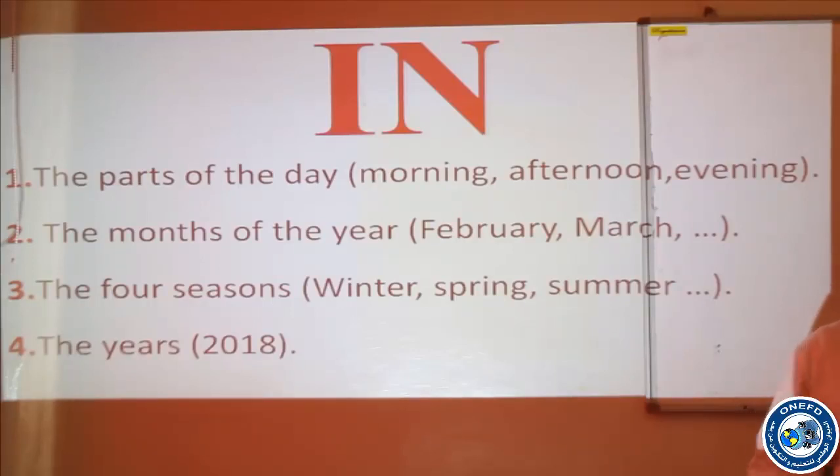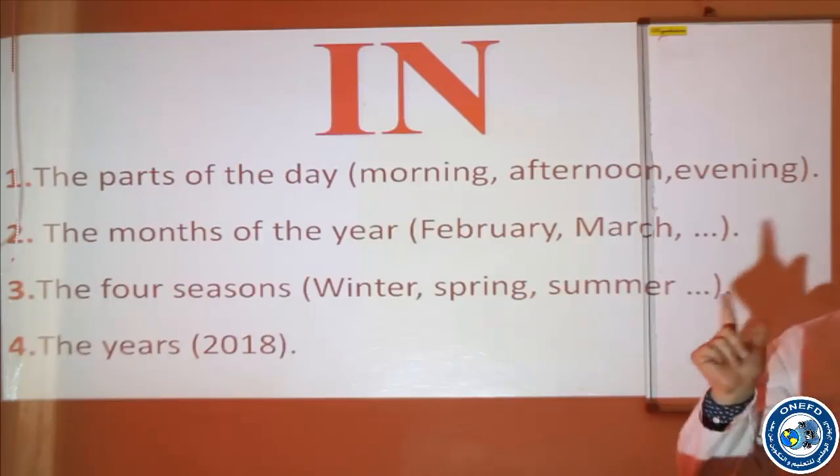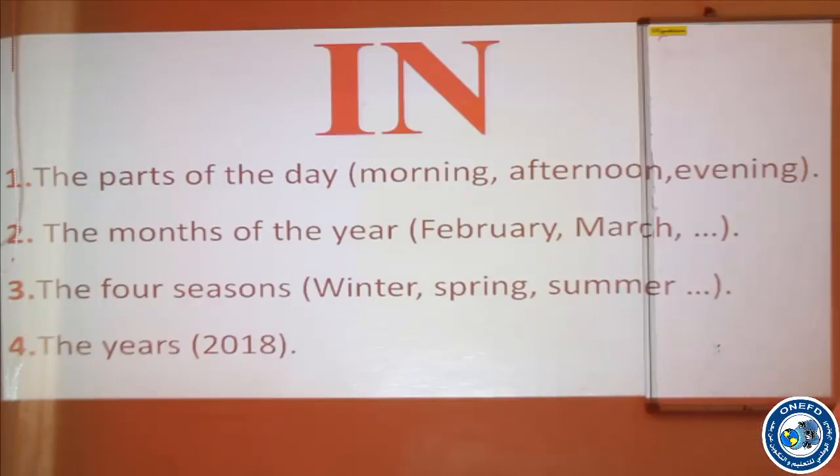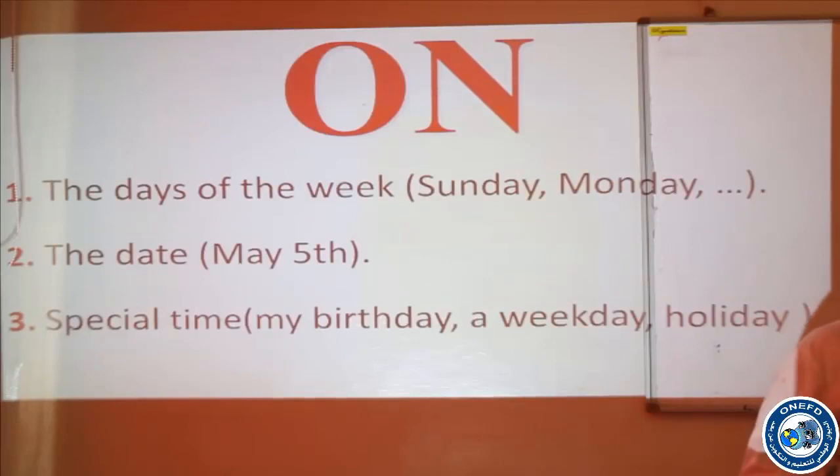Also, we use in with the 4 seasons. We have 4 seasons. For example, we say in winter, in spring, in summer, in autumn, etc. Finally, we use it also with the years. For example, we say in 2018, in 2015, etc.